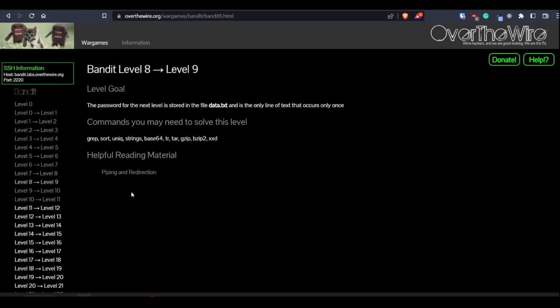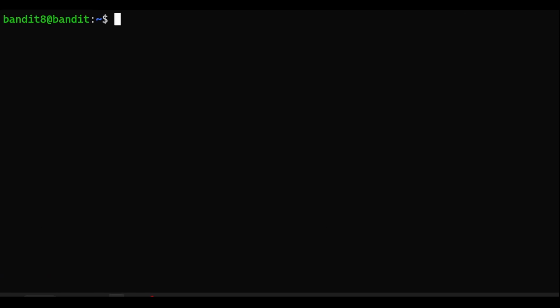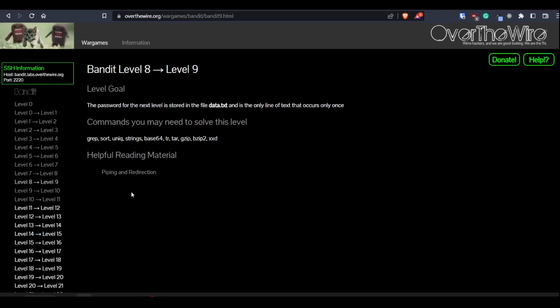The password of the next level is stored in the file data.txt and is the only line of text that occurs only once. Obviously the first step is ls again. Now I will be smart and not do what I did last time, which is doing cat data.txt, or else too much stuff will come onto my screen.